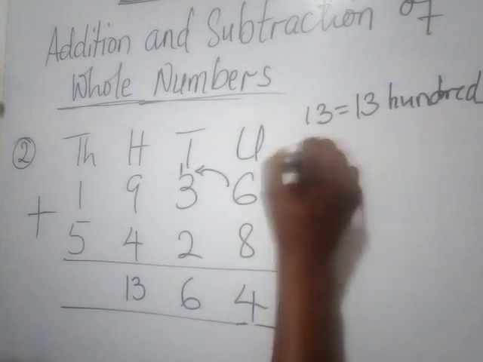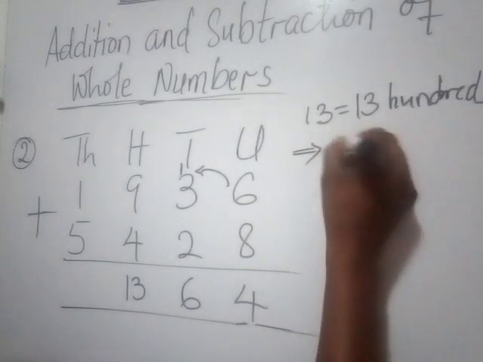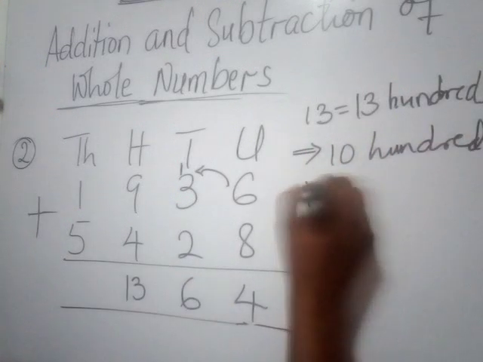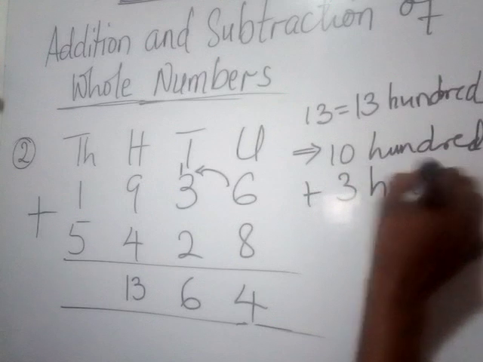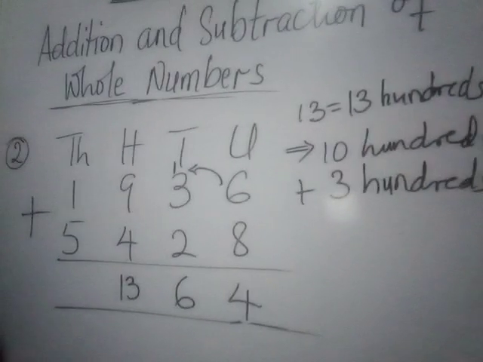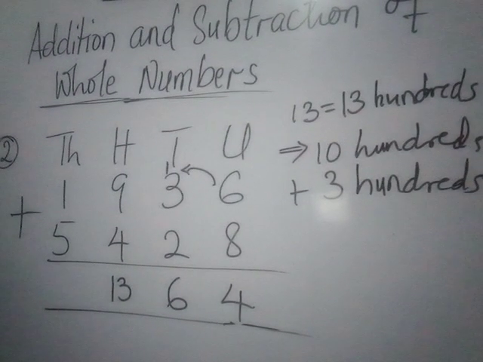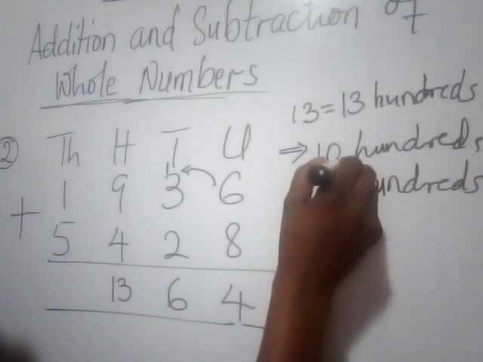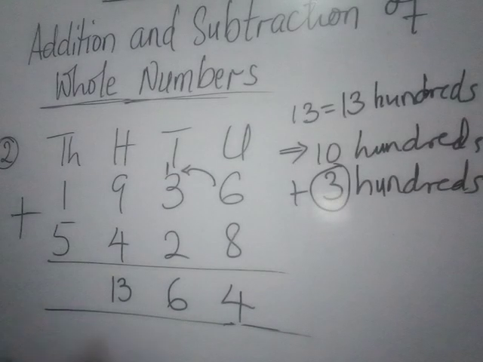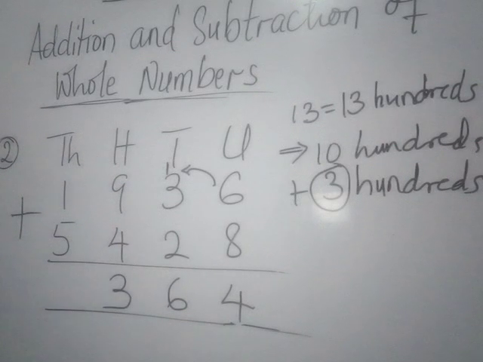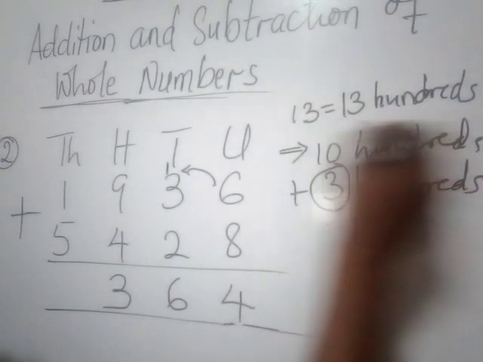Now, what does 1300 mean? It means 10 hundredths plus 3 hundredths, because 13 is 10 plus 3, isn't it? Good. So 1300 means 1000 plus 300. Now, if we look again, 10 is 2 digits, 3 is 1 digit. So we can only pick the one that is 1 digit, which is the 300. So we pick the 300 and write the 3 there. Remember, the 3 is under 100.